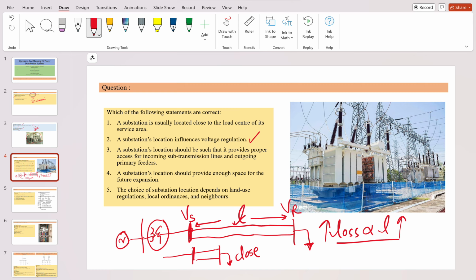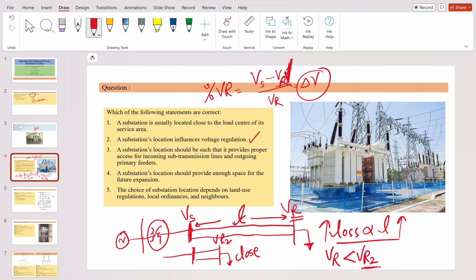So suppose this is VR2. In this case, the voltage VR will be lower than VR2. When you see the percentage voltage regulation formula, it is simply equal to Vs minus Vr divided by Vr. As the voltage drop, or delta V, increases, this VR2 decreases.